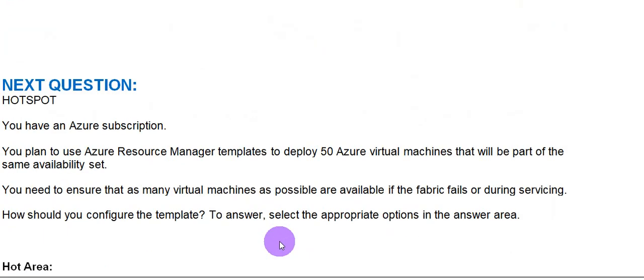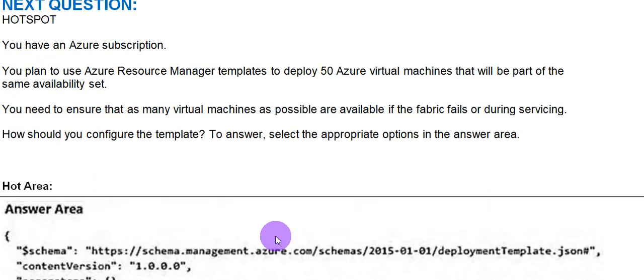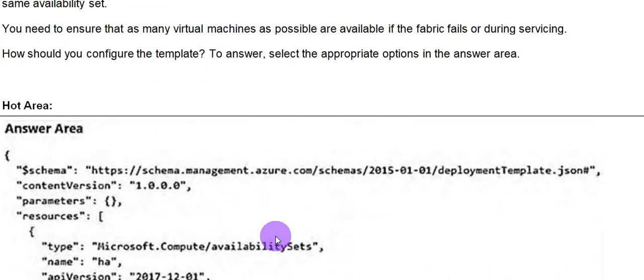Our next question is, you have an Azure subscription. You plan to use an Azure Resource Manager template to deploy 50 Azure virtual machines that will be part of the same availability set. You need to ensure as many virtual machines as possible are available if the fabric fails or during servicing. How should you configure the template? To answer, select the appropriate option.